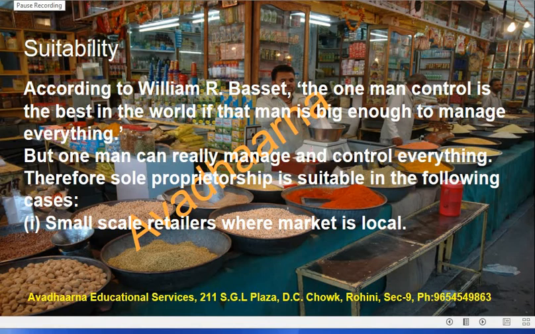Suitability of the business plays an important role. According to William R. Bassett, one-man control is the best in the world if that man is big enough to manage everything. But can one man really manage and control everything? Therefore, sole proprietorship is suitable in the following cases. So it is suitable when the business is small, as in the case of small scale retailers where the market is local.